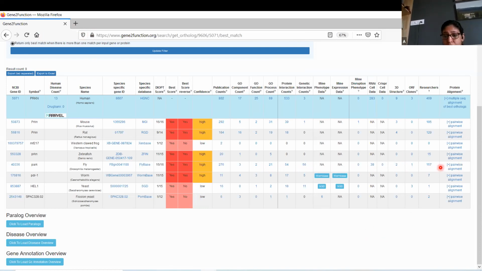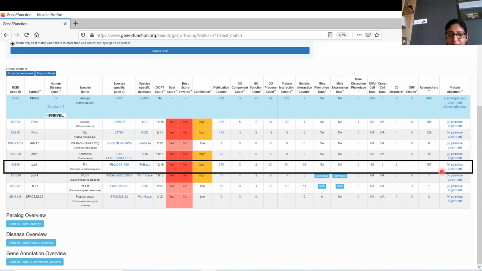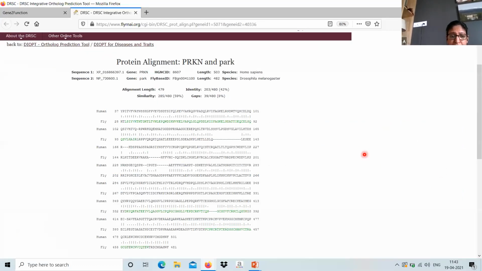Now, you can also see the pairwise alignment, meaning how good the conservation is. If you want to see, in human, suppose there is an amino acid at position 100 that is mutated, and as a result we have Parkinson disease, whether that particular amino acid is conserved in Drosophila or not, you just click on this and you'll find it out. So here in fly we see good conservation, and this is how the alignment looks. As I said, it will give you a nice alignment of the human protein and the Drosophila protein.